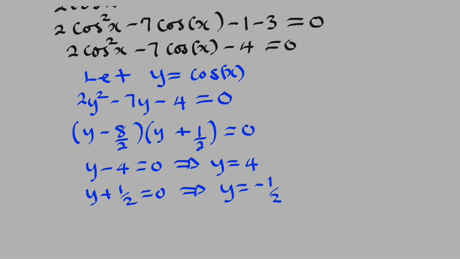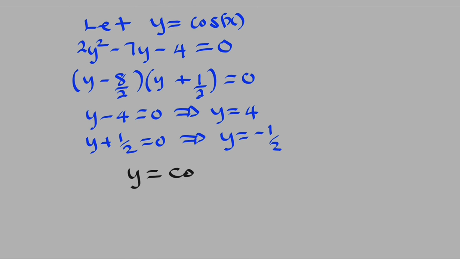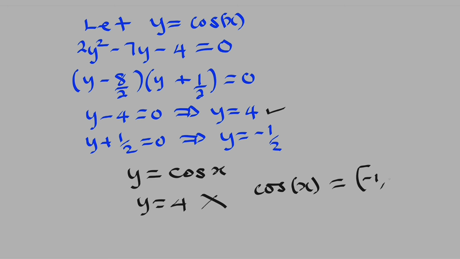But remember, we substituted y to be equal to cos x, so we are going to do a kind of back substitution. So y is equal to cos x, remember. So now let us start with the first one. When y is equal to 4, y equal to 4 is not a solution. Remember that cos x is within the range negative 1 to positive 1, and 4 is greater than 1. So this is not a solution. We are going to test the other one.